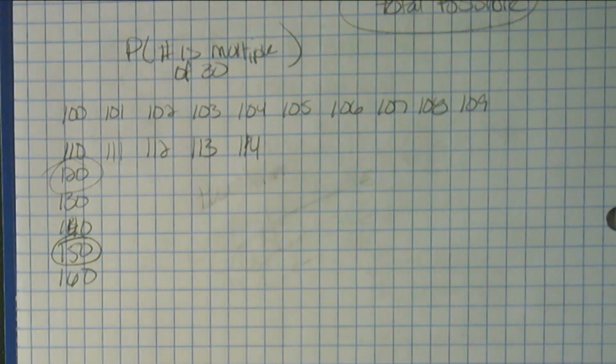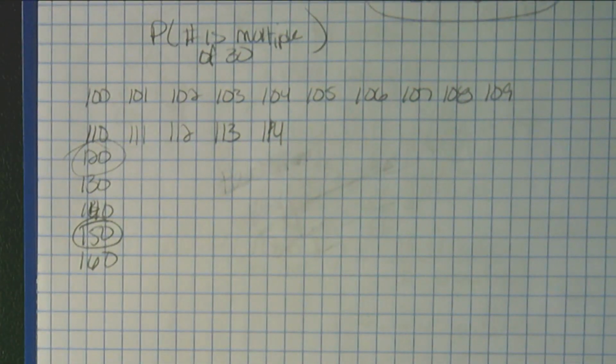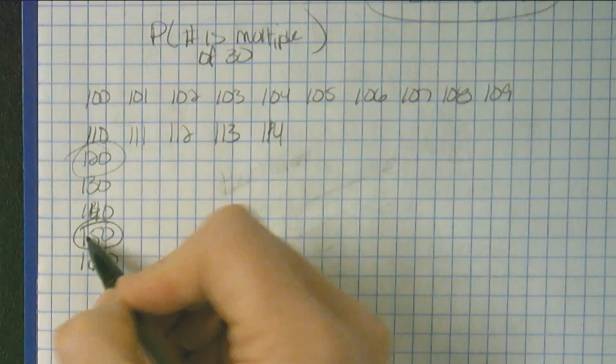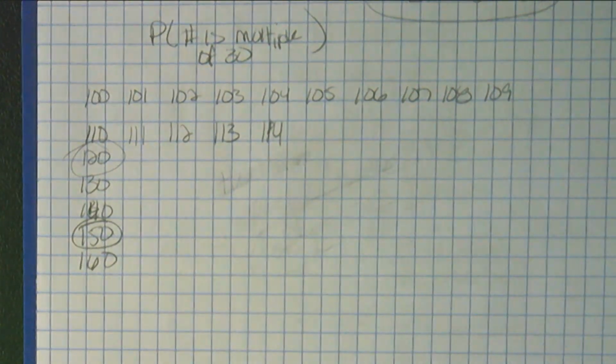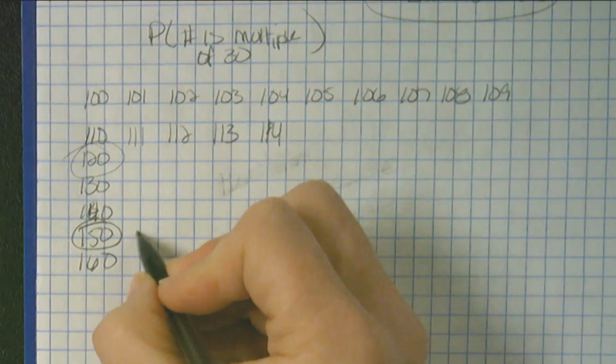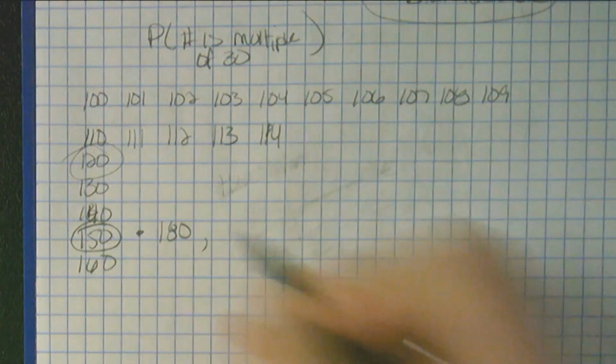So this is where we start to see a pattern going on. All right. So what's my next one that's going to be divisible by 30? So this is 30 times 4. This is 30 times 5. What's my next one that's going to be divisible by 30? Nick? 180, because that's 30 times 6. What's my next one that's going to be divisible by 30?